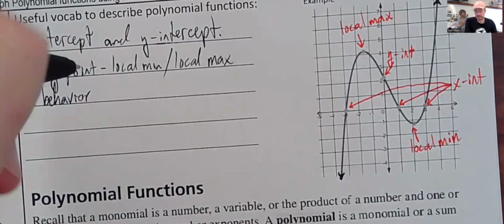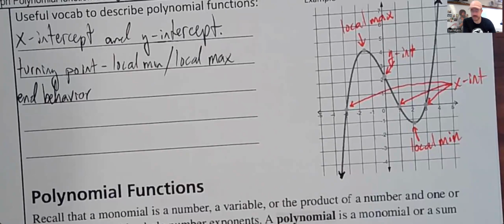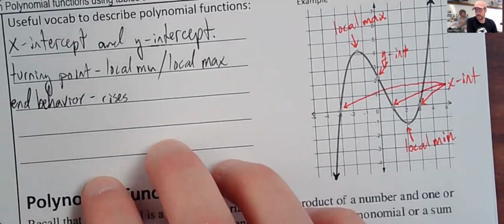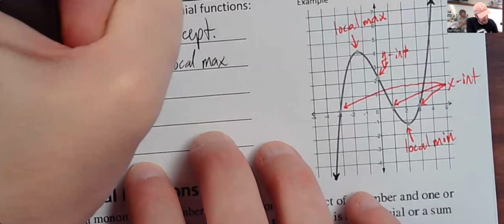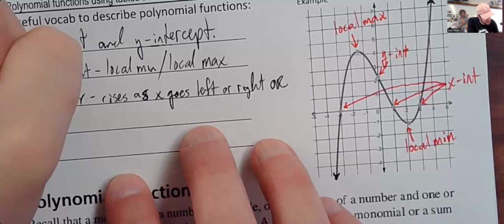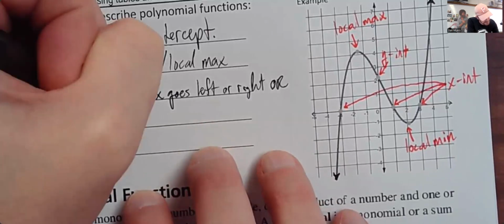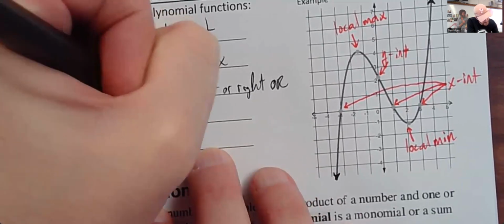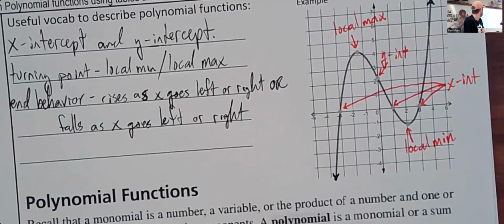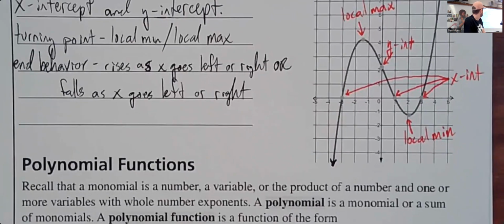And it will, let's see. Rises as x goes left or right, or falls as x goes left or right. So the end behavior can be described using those terms. It's either going to rise as x goes left or right, or it will fall as x goes left or right.